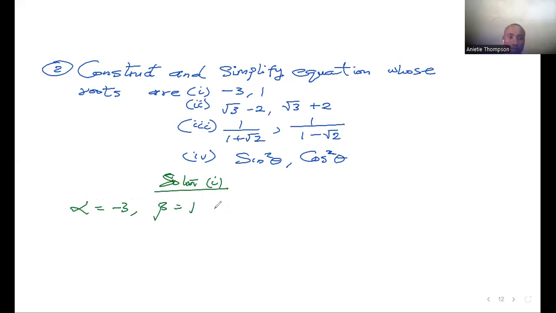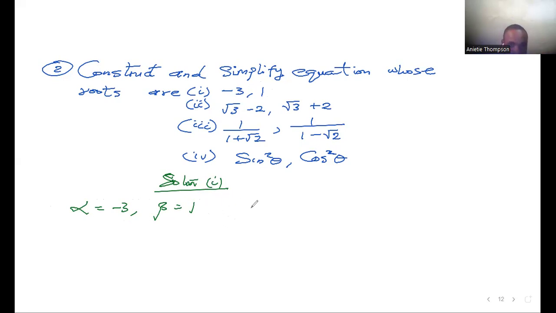Meaning if you have the root, how can you form the equation whose root it is? Okay, so how you do that is this. For example, you can decide alpha for 1 and beta for minus 3, or alpha for minus 3 and beta for 1. It doesn't really matter.